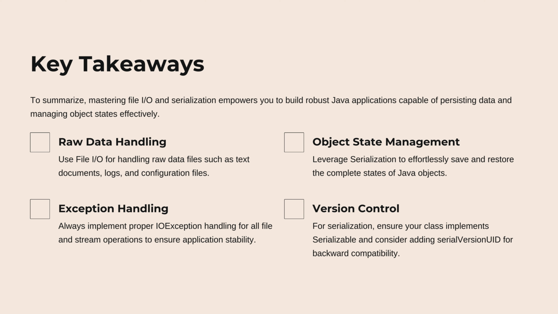Exception handling: always implement proper IOException handling for all file and stream operations to ensure application stability. Version control: for serialization, ensure your class implements Serializable and consider adding a serialVersionUID for backward compatibility.